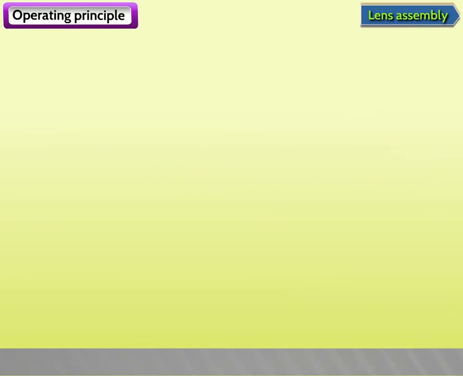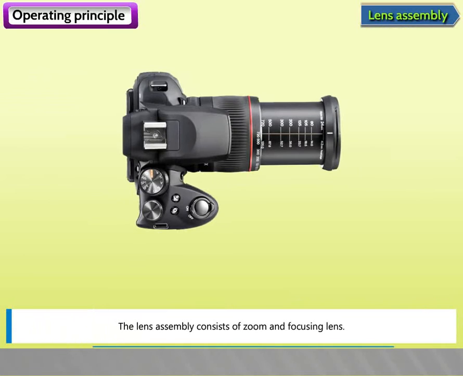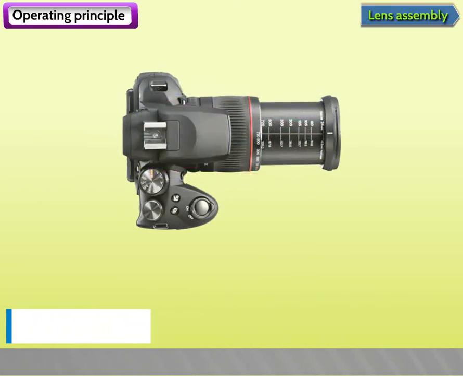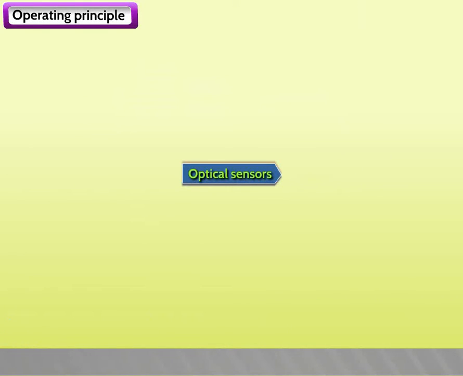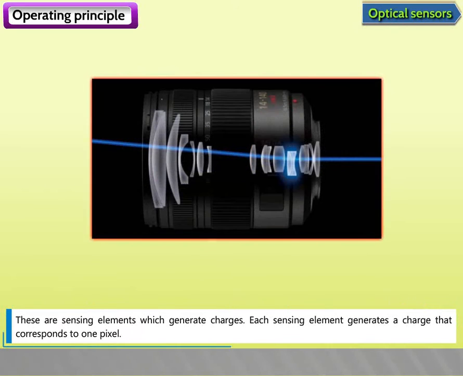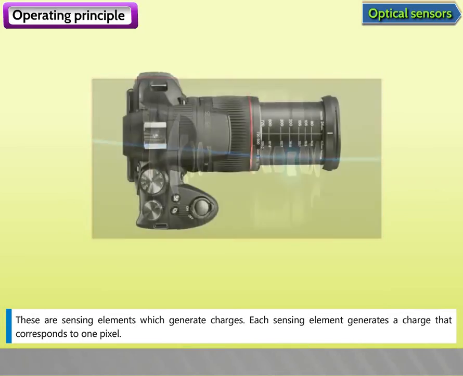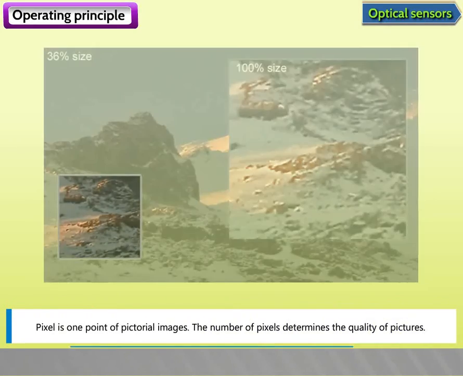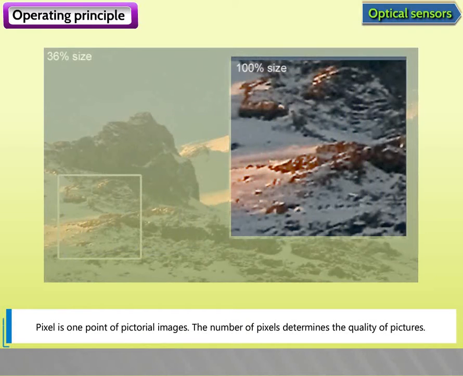Lens assembly. The lens assembly consists of zoom and focusing lens. Optical sensors. These are sensing elements which generate charges. Each sensing element generates a charge that corresponds to 1 pixel. Pixel is one point of pictorial images. The number of pixels determines the quality of pictures.